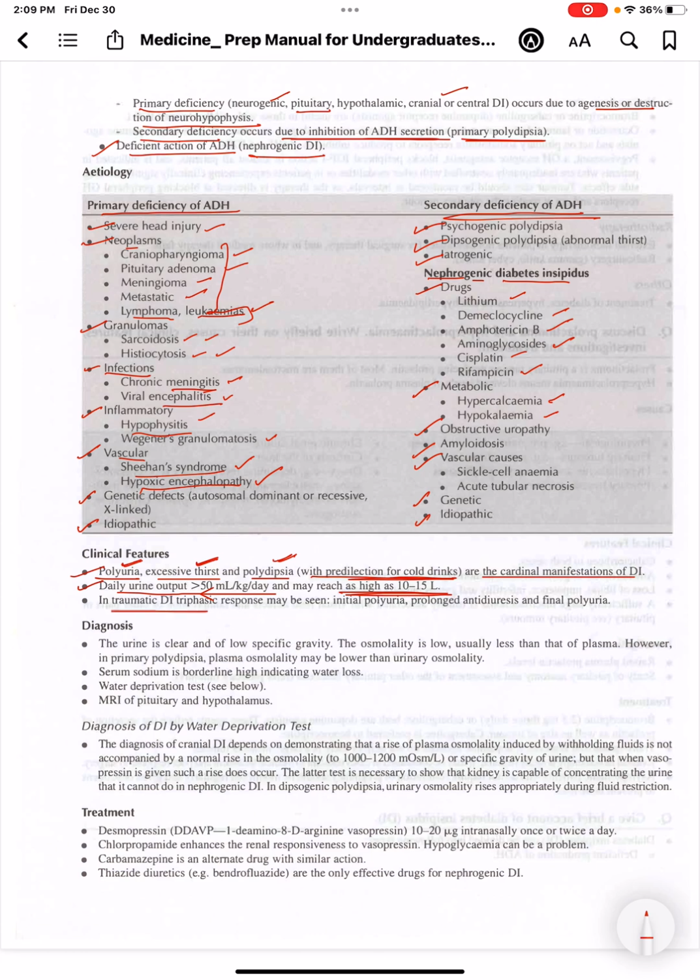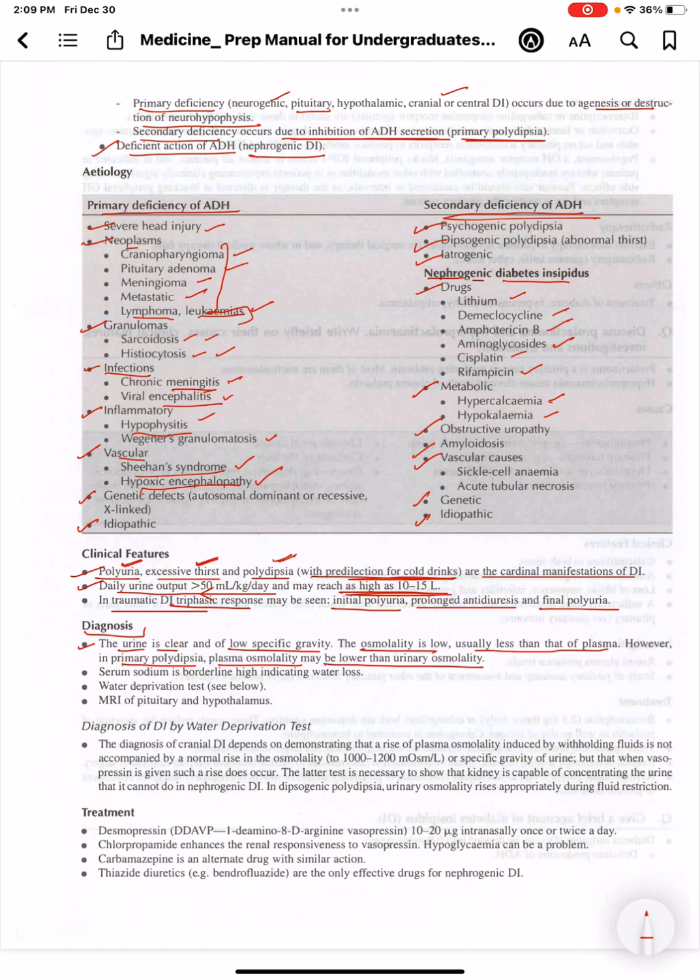In traumatic diabetes insipidus, there is a triphasic response, which is: there will be initial polyuria, then prolonged antidiuresis, and then final polyuria. What is the diagnosis of diabetes insipidus? We can check the urine. The urine will be clear and there will be low specific gravity. There will be low osmolality, which is usually less than that of the plasma. However, in primary polydipsia, plasma osmolality may be lower than urinary osmolality.